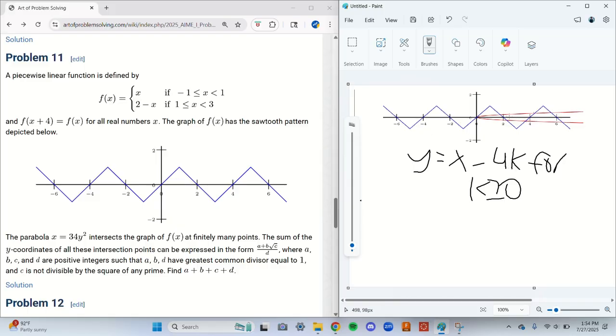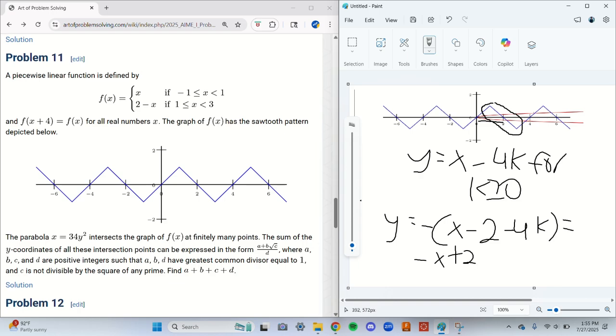And then we can do something similar for this other line, because this is just y equals negative x plus 2. Let me bring out the negative real quick. Negative x, and then it's to the right here, so we do minus 2 minus 4k. And now we can bring back the negative. So then we have negative x plus 2 plus 4k. This is also for k greater than or equal to 0. So these are our two equations for these two mountain peak lines.